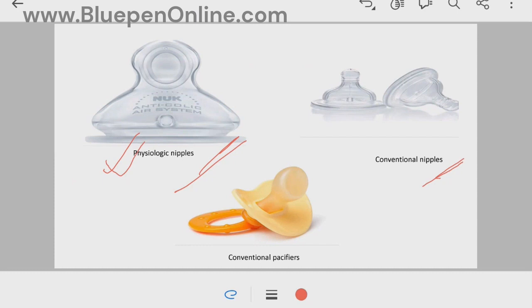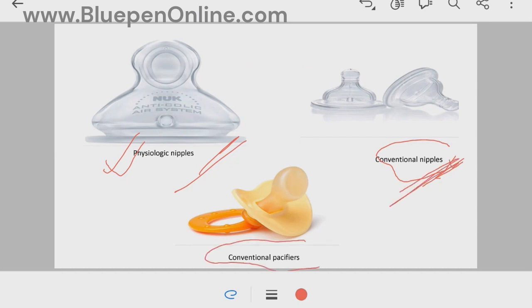But the conventional ones are non-physiologic and they do not permit suckling movement of the tongue and the lower jaw. If the child uses this conventional kind of nipple for a longer time, what can happen? It can lead to various orthodontic problems of the teeth. That's the reason why we always recommend the physiological nipple over the conventional one.